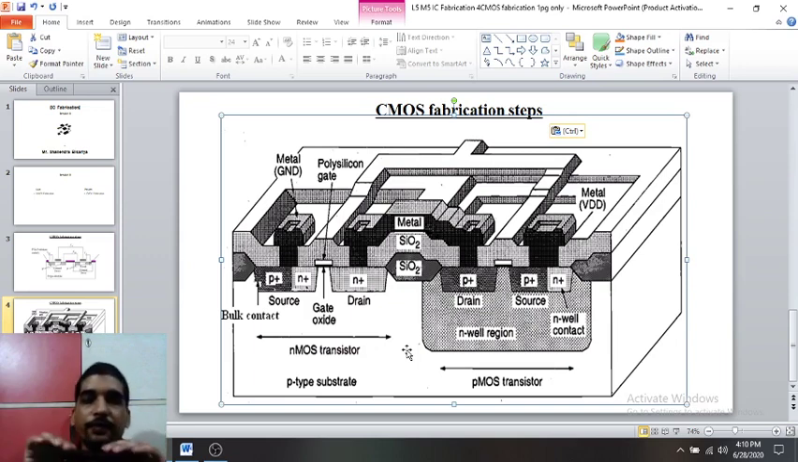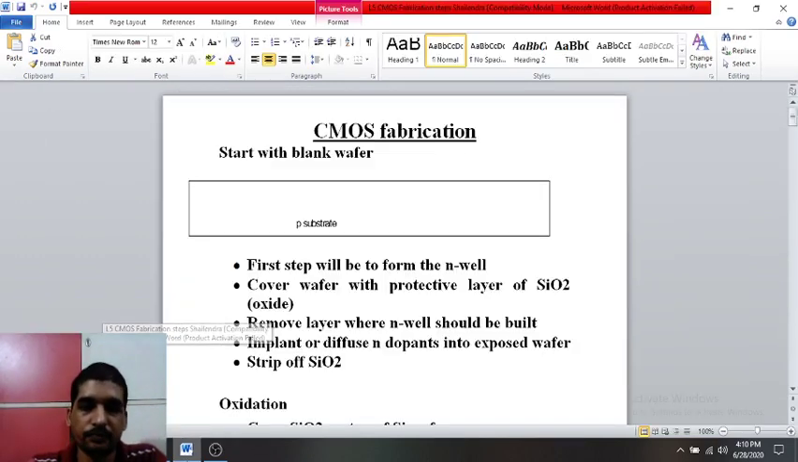Okay, and the very first step after this should be the N well region. When we form the N well, then we will have two separate areas. Inside the N well you can create a PMOS, and outside the N well in the substrate you can create NMOS. Okay, so let us see the steps one by one.